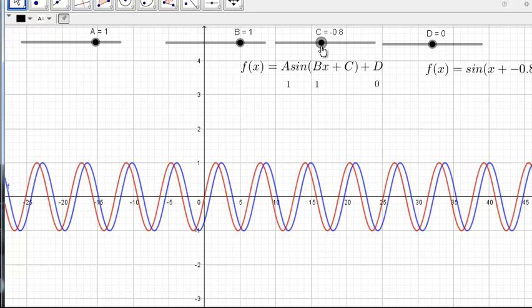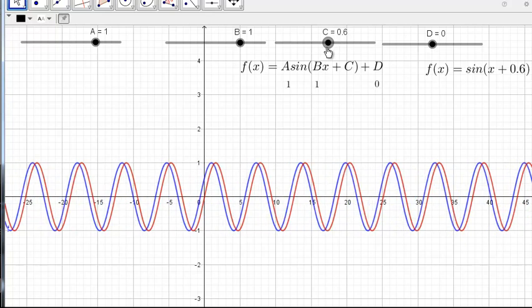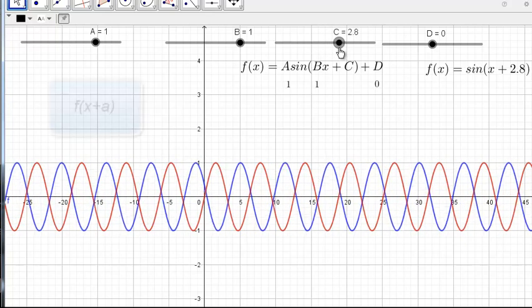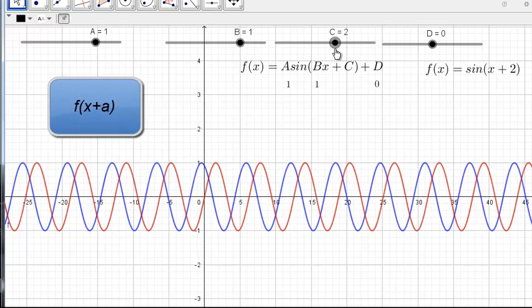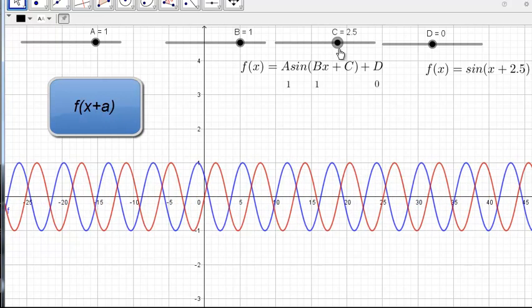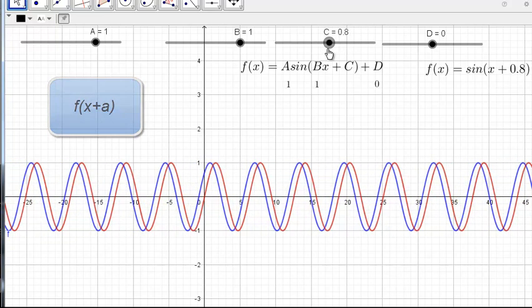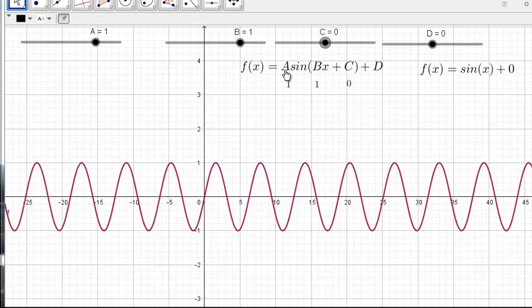This should not be anything new to you. F of x plus a is simply f of x that's moved either to the right or to the left, depending on whether or not a is positive or negative. Now we keep the value of a and b equal to 1, but c we make 0, and d is the parameter whose value will vary. So currently its value is 0.